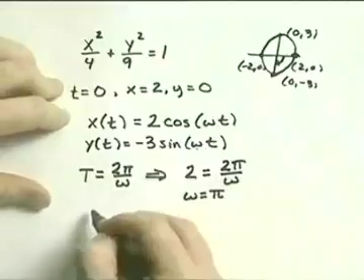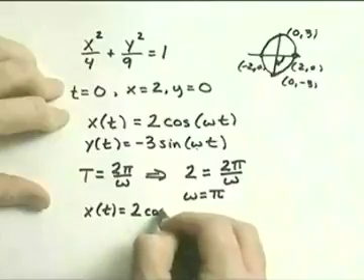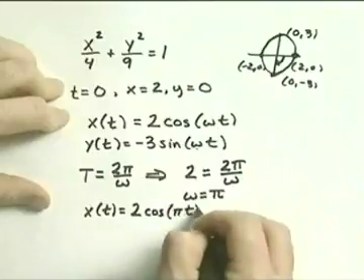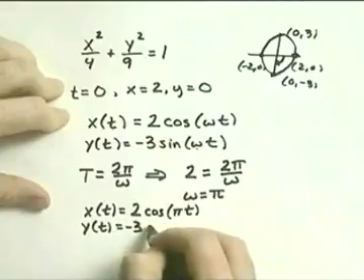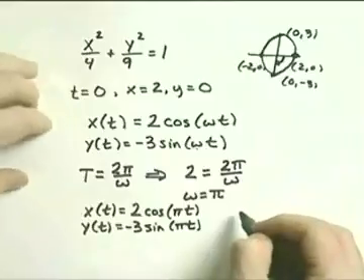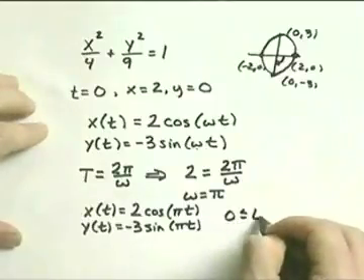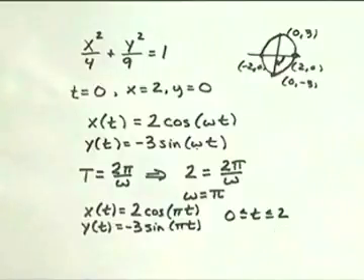So now I have that x of t is going to be 2 cosine of pi t, and then y of t is going to equal negative 3 sine of pi t, and I have that that's true for t between 0 and 2, and I have my parametric equations.